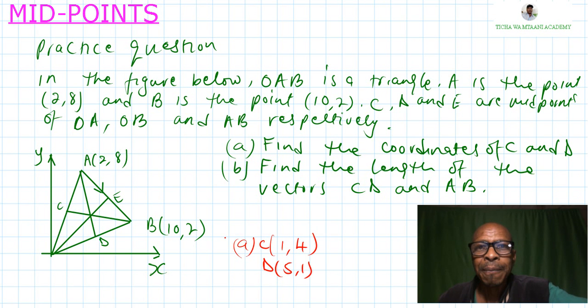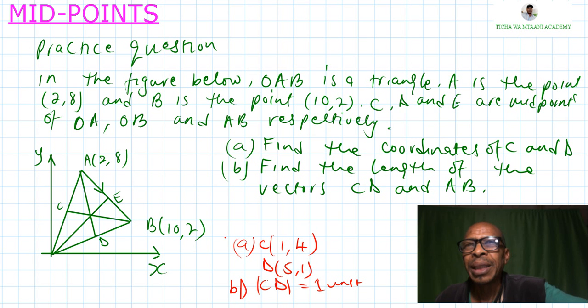Then we have part B. You have the magnitude or length of CD, I've worked it out and I have gotten it equal to 5 units. AB, I have not worked it out, so that is a question you can try. So if you get this, then you know that you have understood what we have covered.